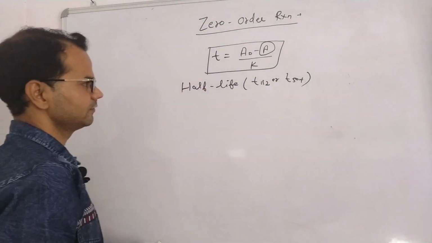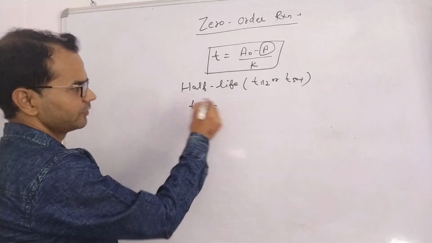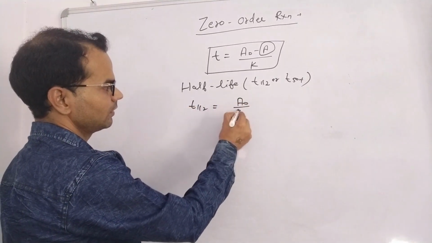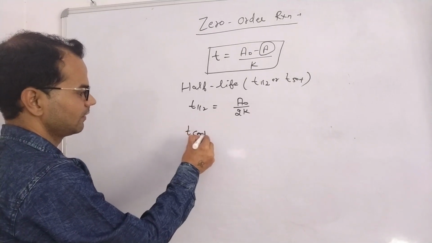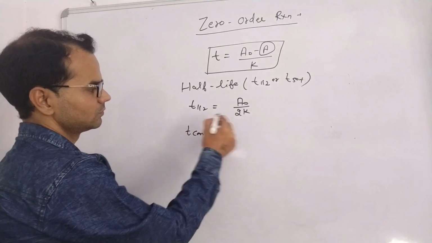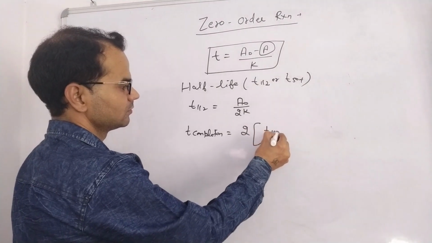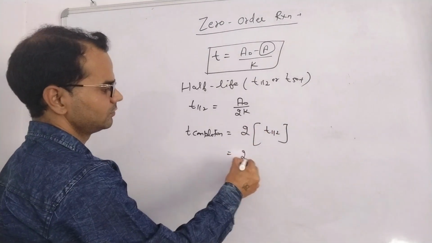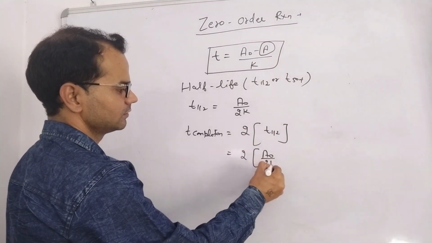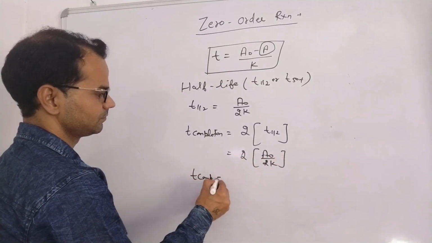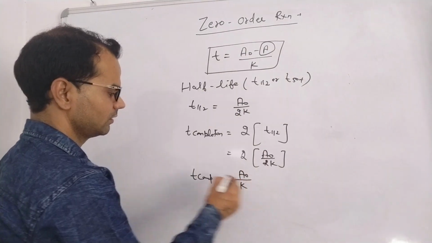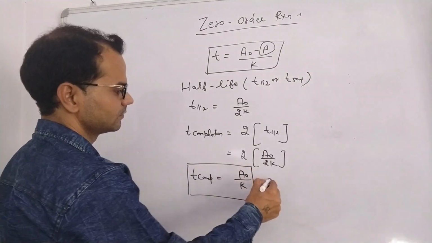We have half life, T half equal to A naught by 2k. So T completion will be twice of T half, 2 into A naught by 2k. So T completion is A naught by k. This is the third conclusion.